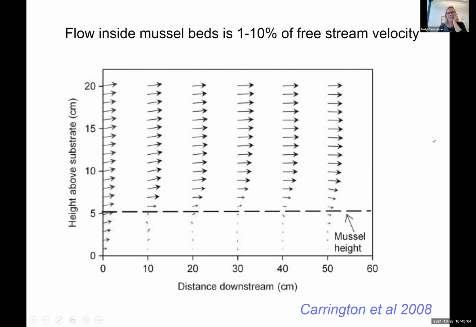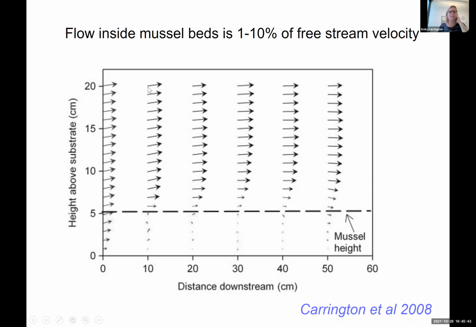I've had previous studies that say when you have really dense aggregations of animals, they knock down the flow velocity. This is just one illustration of that, where we're looking at the flow. Each one of these points represents the magnitude of flow when you have mussels in here. You can't see them, but the student put an aggregation of mussels here and measured flow at each one of these spots with an acoustic Doppler velocimeter.